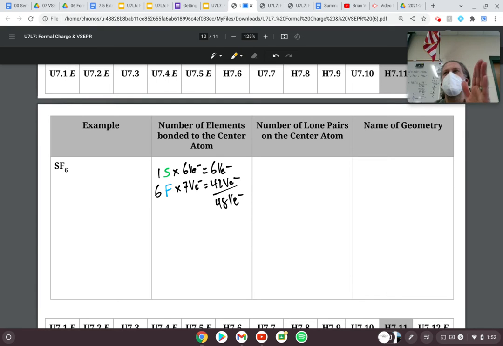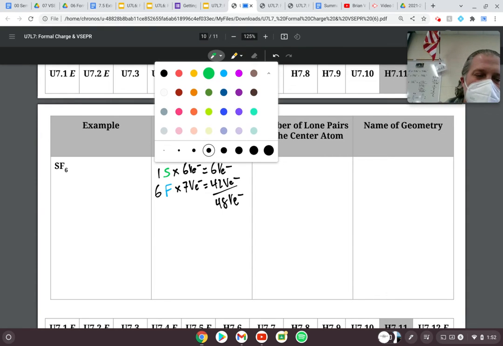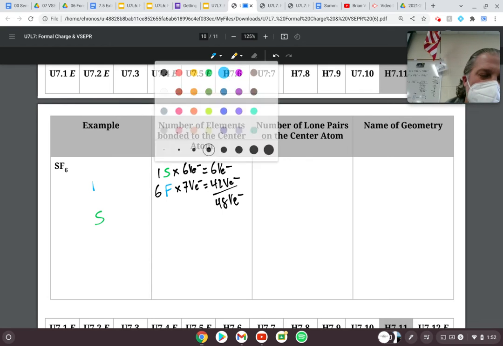Sulfur is the atom directly one atomic number higher than phosphorus. It's in the third period, directly to the right of phosphorus. So sulfur also falls in the category of having an expanded octet. So I'm going to take sulfur, put it in the middle, and draw 6 fluorines around it.